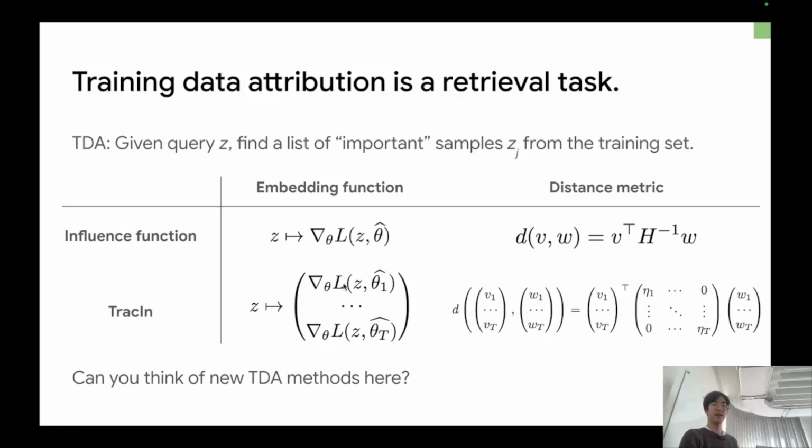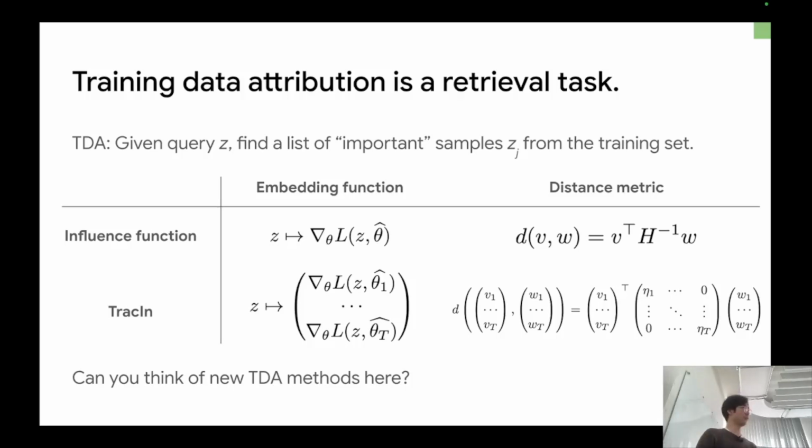In TracIn, you're taking the gradient several times along the checkpoints. So you can concatenate all these parameter gradients at different checkpoints, and that's going to give you a pretty large high-dimensional vector. And then the dot product you're taking is also a modified dot product where the diagonals are given by the learning rates. So this is again some kind of retrieval task.